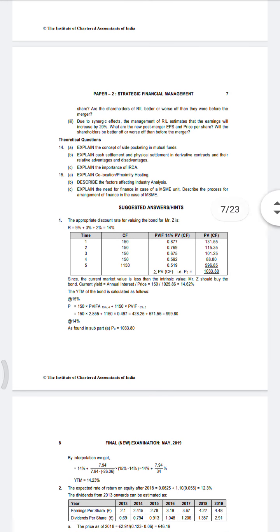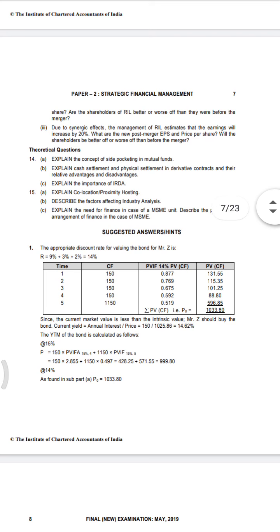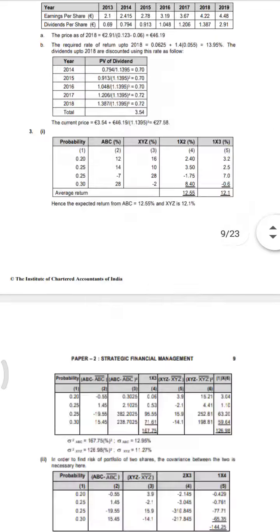Explain the concept of side pocketing in mutual funds. Explain cash settlement and physical settlement in derivative contracts and their relative advantages and disadvantages. Explain the importance of IRDA. Explain co-location proximity hosting. Describe the factors affecting industry analysis. Explain the need for finance in case of an MSME unit. Describe the process for arrangement of finance in the case of MSME.